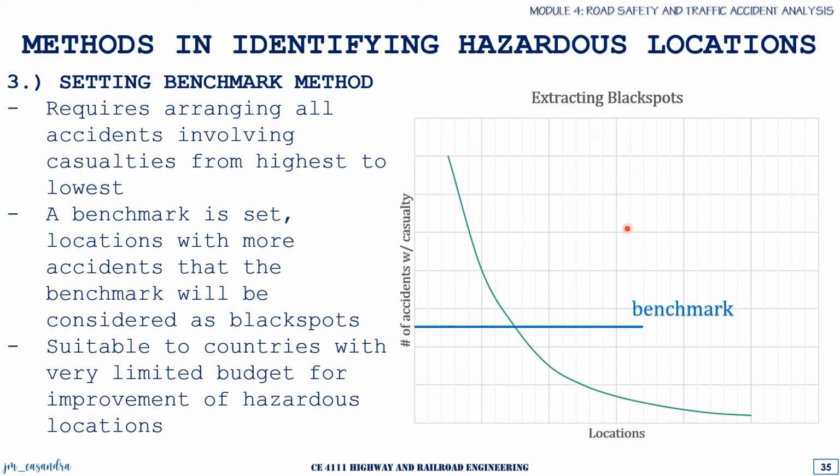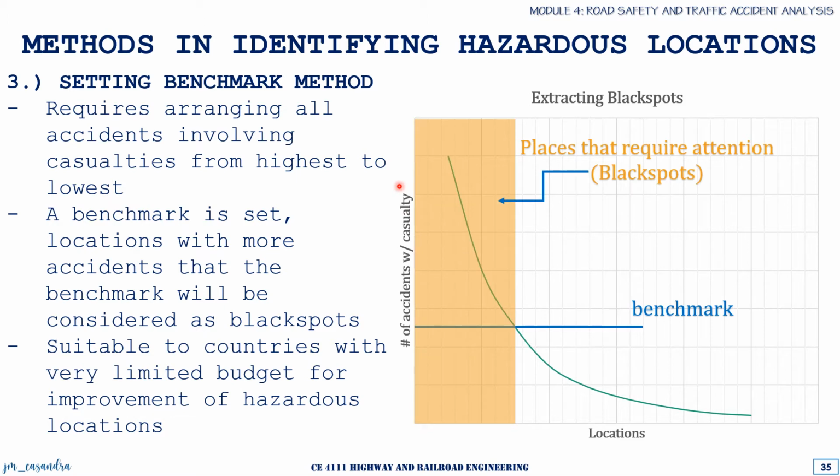So mag-set ka ng benchmark kung gaano karaming number of accidents yung i-consider mo as a hazardous location. And then you see now the intersection ng benchmark sa kanong ating locations. So kung ano yung locations na kasama, so if what are the locations included from this benchmark, so from these intersections until here, so this one now is our places to be considered as hazardous location or black spots. So these are the places that would now require attention or improvement for road safety.